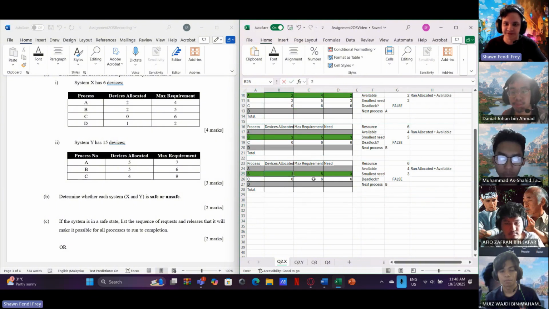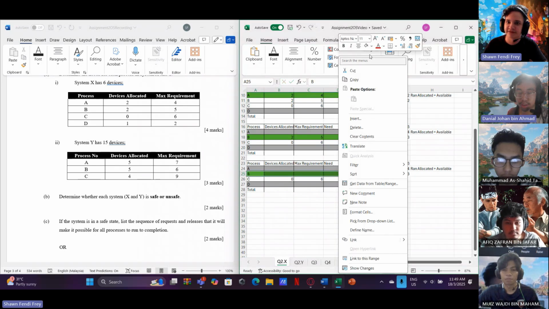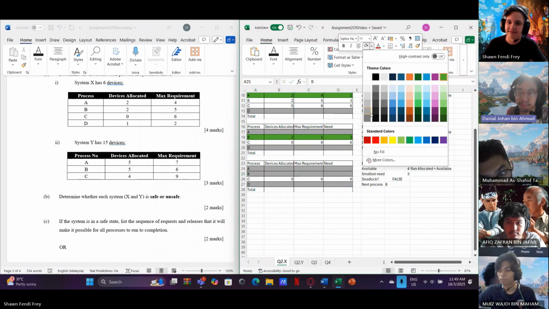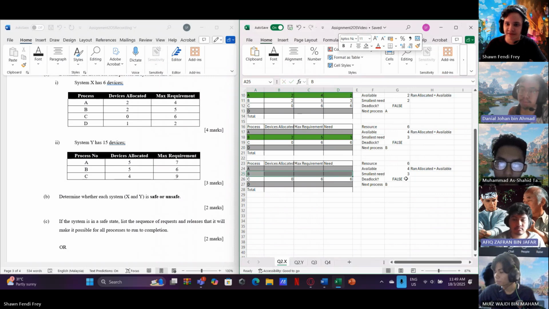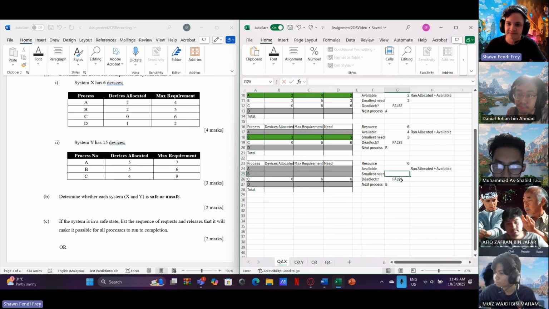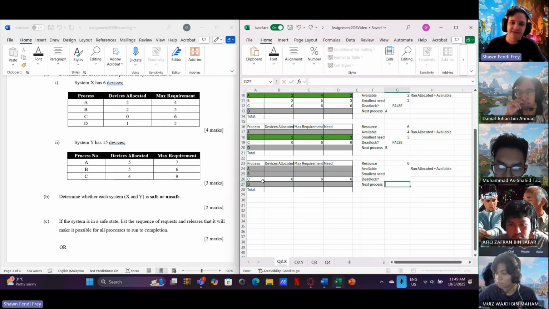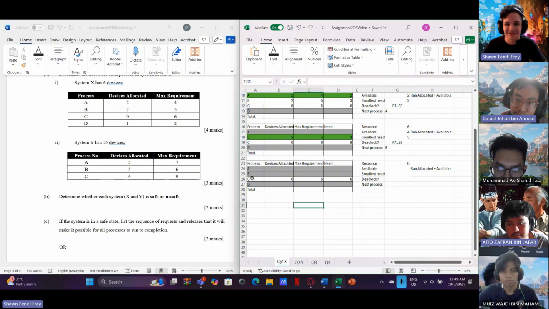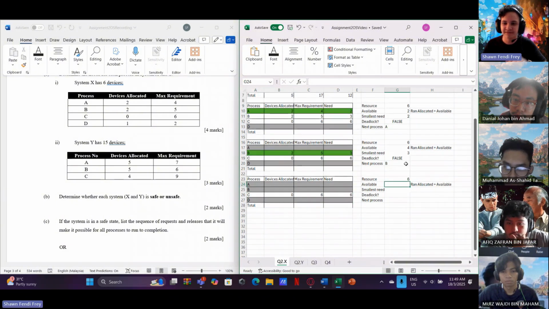So I'm going to resolve this and turn this gray because it ran. Then I'm going to update the available. So the last process is going to be C. We have to see if our available is enough to meet the needs of process C.